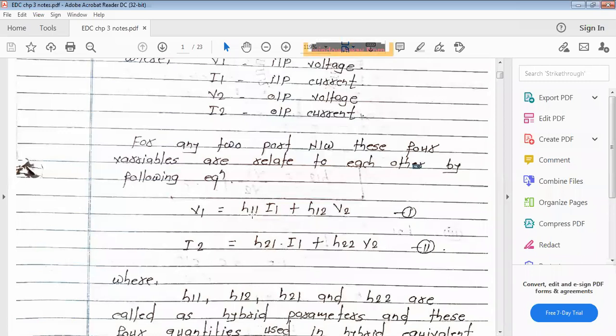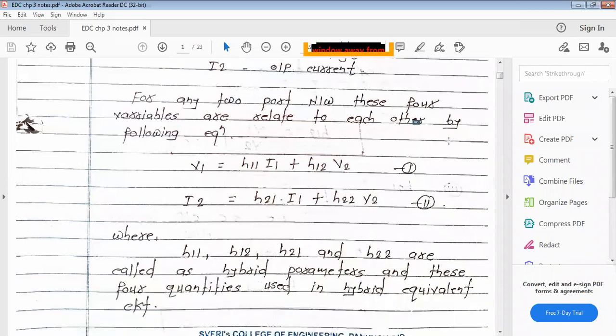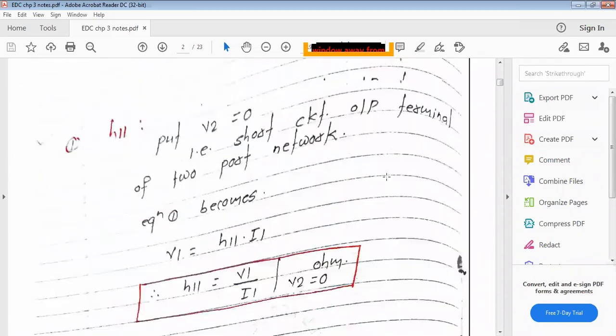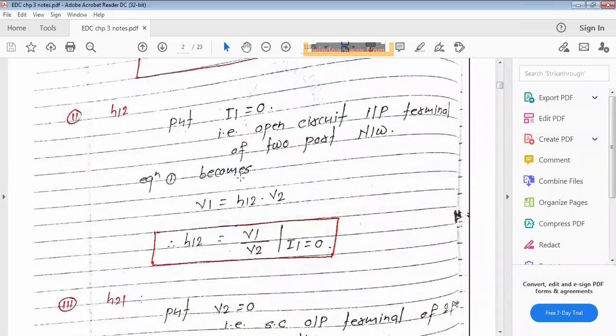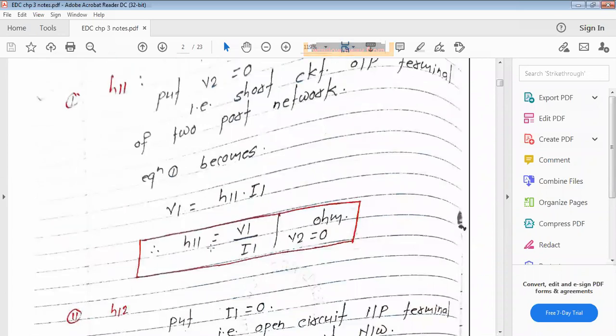Okay. So, we have to find out the value of H11, H12, H21 and H22. What is H11? What is H12? What is H21 and what is H22? Now, see this equation. So see, what is H11? It is V1 upon I1.